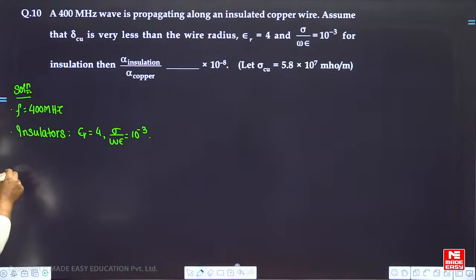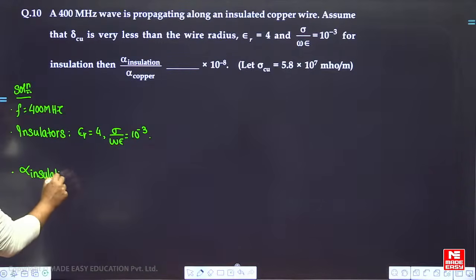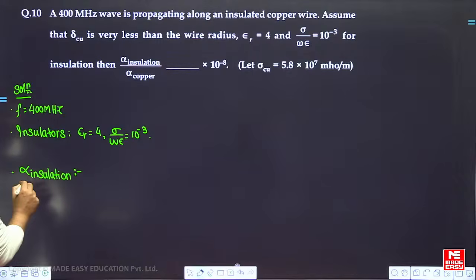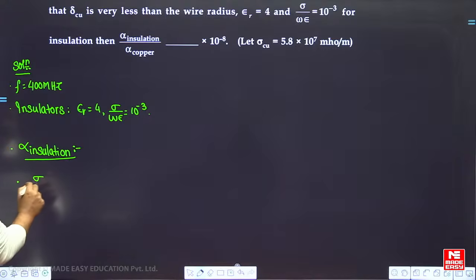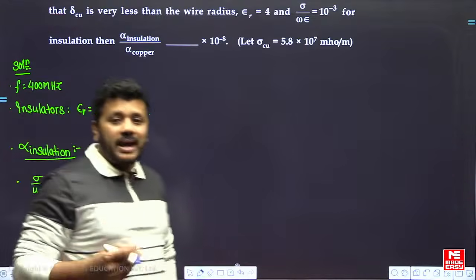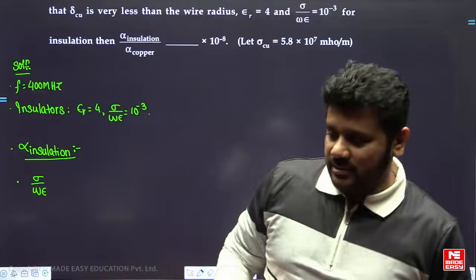So see here, let us first find alpha of insulation. First we will find alpha of the insulator, and then we will find it for the copper. Now remember one thing, sigma upon omega epsilon plays a very important role in deciding which formula to apply when the medium is lossy.